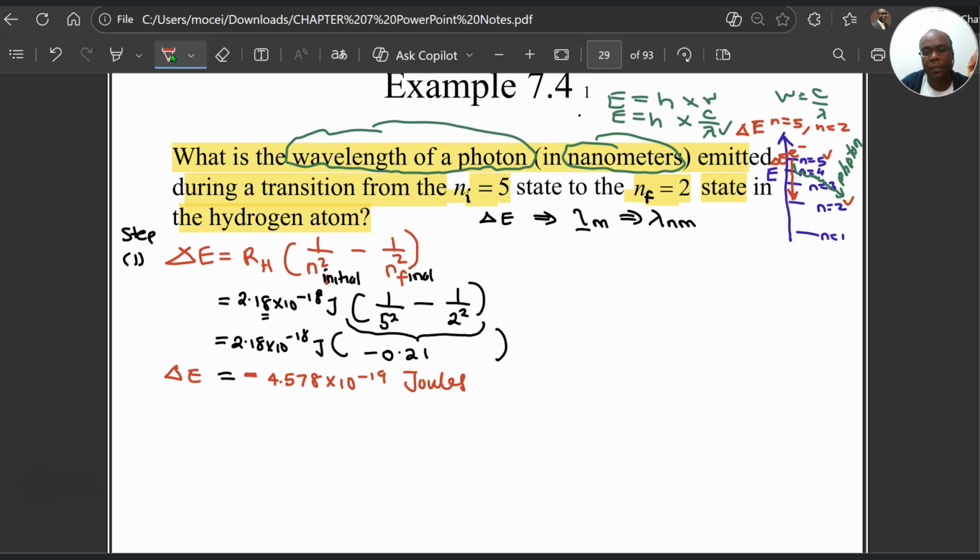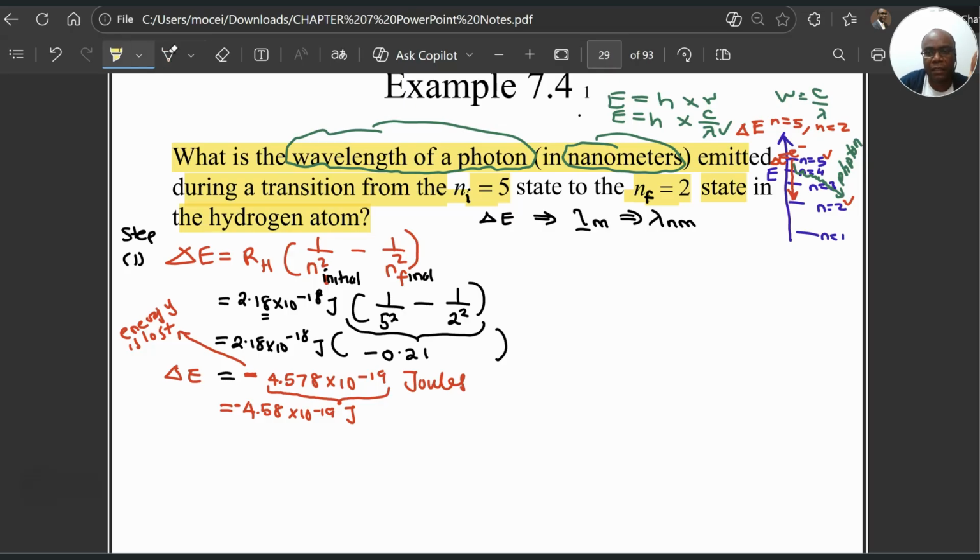It's negative here because energy is lost. When energy is lost, you say the reaction is exothermic, so we put a negative. But the key information is the change in energy value, this 4.578 times 10 to the power negative 19. The negative just means that energy is lost, implying emission of a photon. To three significant figures, it will be negative 4.58 times 10 to the power negative 19 joules. Keep an eye on that.